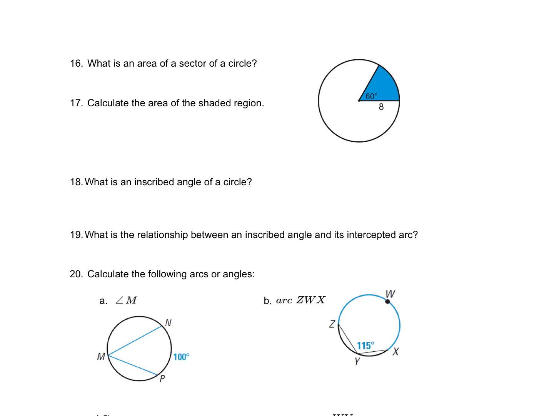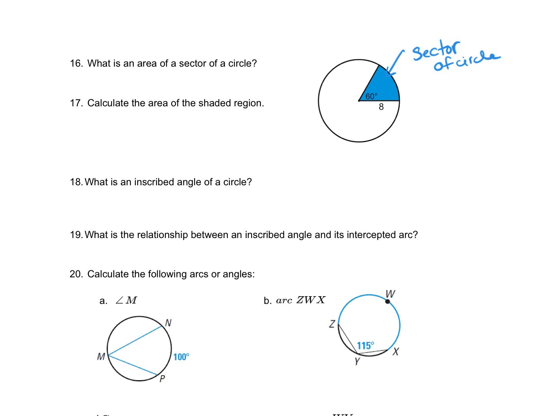The next thing we're going to look at is the area of a sector. Based on my diagram to the right, we see that this shaded blue region is the sector, called a sector of a circle.